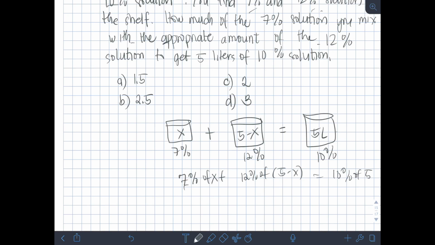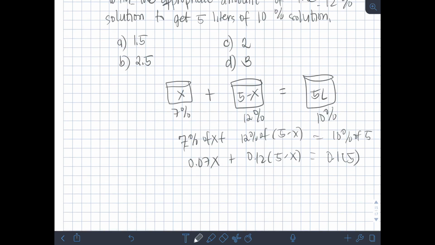Or gawin natin mga decimal. So, we have 0.07x plus 0.12 times 5 minus x is equal to 0.1 times 5. Okay? So, para mawala itong mga decimal point, multiply natin by 100. So, we have 7x plus 12 times 5 minus x is equal to 10 times 5.